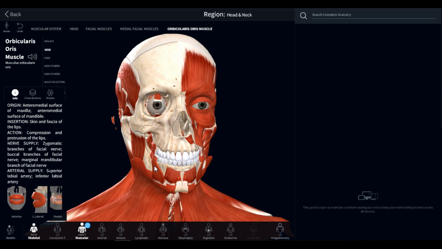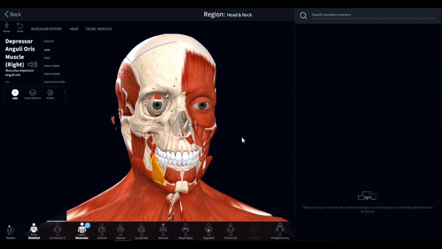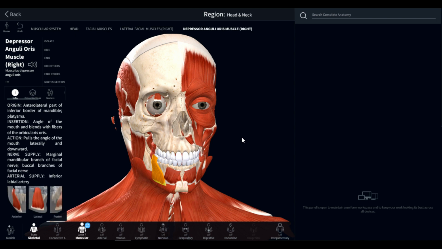The next muscle is the depressor anguli oris. Now, the depressor anguli oris, as the name suggests, it's involved in depression, so it's involved in pulling the skin and the muscles near the mouth down, and this muscle has a nerve supply of the buccal branch of the facial nerve, and the arterial supply is by the inferior labial artery. This is the depressor anguli oris.